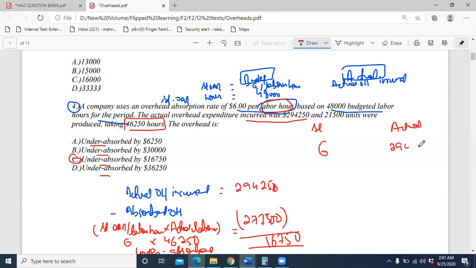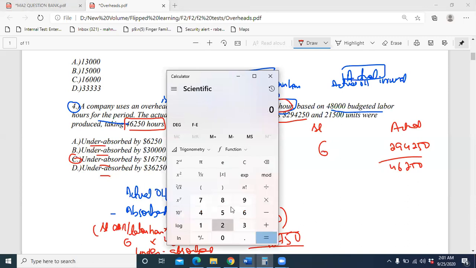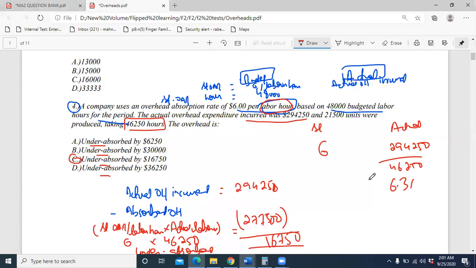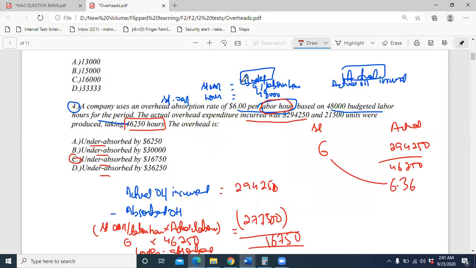Actual overhead 294,250 divided by actual labor hours 46,250. So the rate was actually more than this. 294,250 divided by 46,250, yeah, 6.36. That's why it's under absorbed. 6.36 minus 6 per unit, I absorbed this amount less. So for 46,250 hours, I actually absorbed 16,750 less.